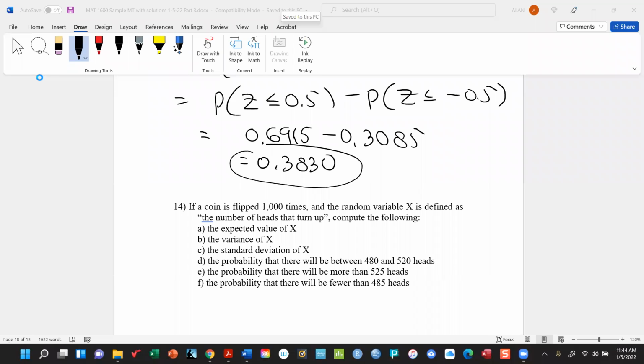All right. So one more problem here. And now this time we've got a coin being flipped 1,000 times, and X is defined as the number of heads. Now, clearly this is a binomial problem, but if you notice, we have a huge number of trials. And so calculating probabilities here will be very difficult if we use the binomial distribution. Like look at D, between 480 and 520 heads.